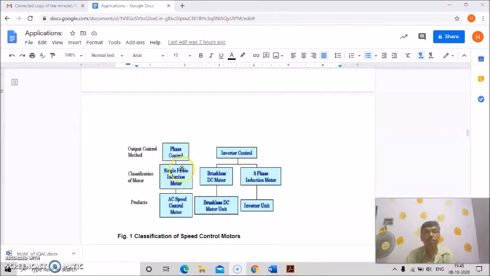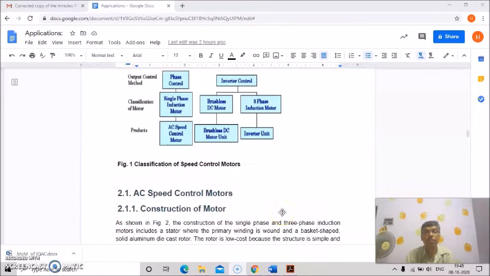So that is the classification of this output control method: phase control, single phase induction motor, AC speed control motor. These are the products of different companies available in the market. And inverter control may be brushless DC motors and three-phase induction motors, under the brushless DC motor unit and the inverter unit. So this is the classification of speed control motors.